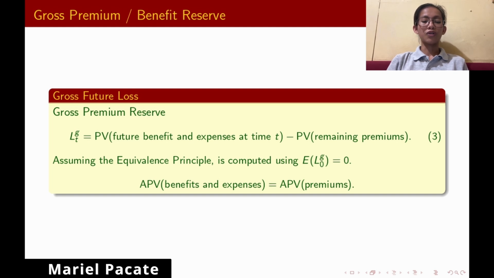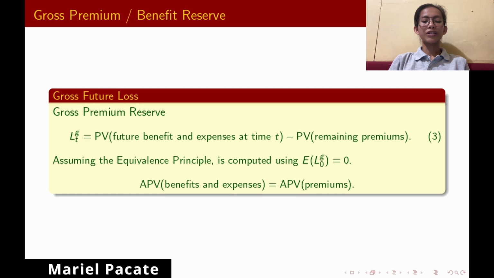Gross future loss. We calculate these reserves by looking at what we call the gross future loss at time t, which we denote as L sub t raised to g. The formula is the present value of the future benefits and expenses at time t minus the present value of the remaining premiums.